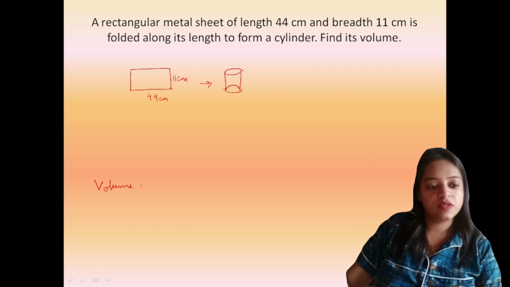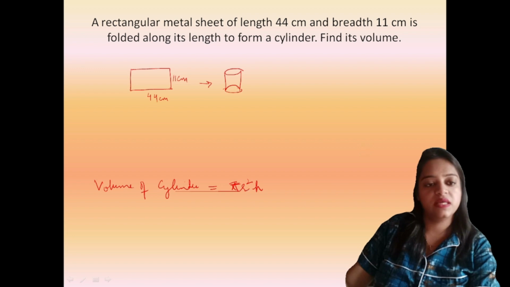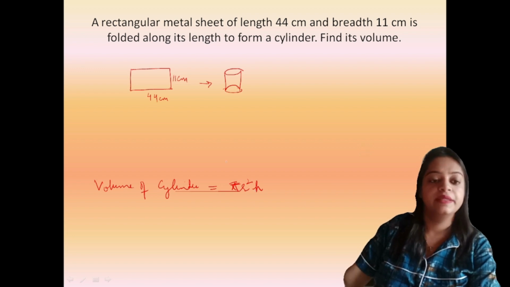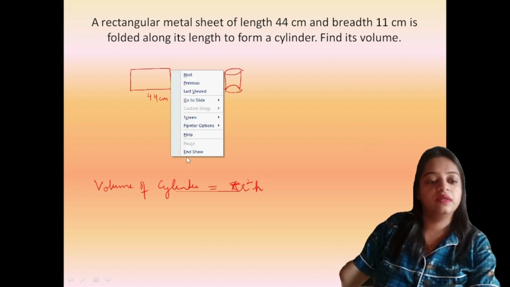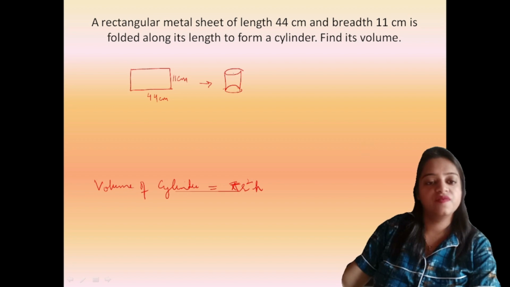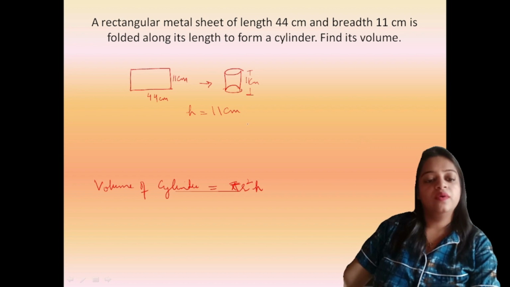Just now I explained you the formula for volume of cylinder, which is pi r square h, right? It means to solve this problem I need radius as well as height of this cylinder. So see, I explained you that whatever be the breadth of rectangle becomes the height of cylinder. It means height of cylinder will be 11 centimeter. Okay. Now question is how we are going to find out r.